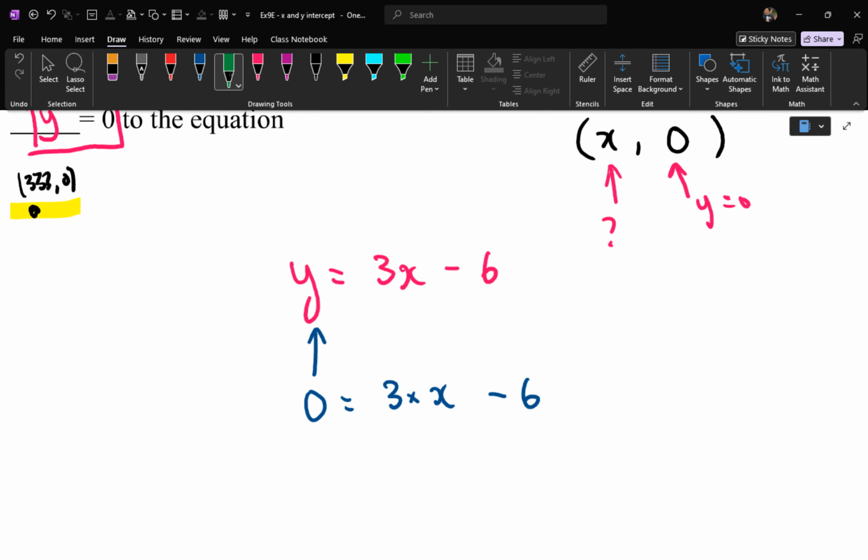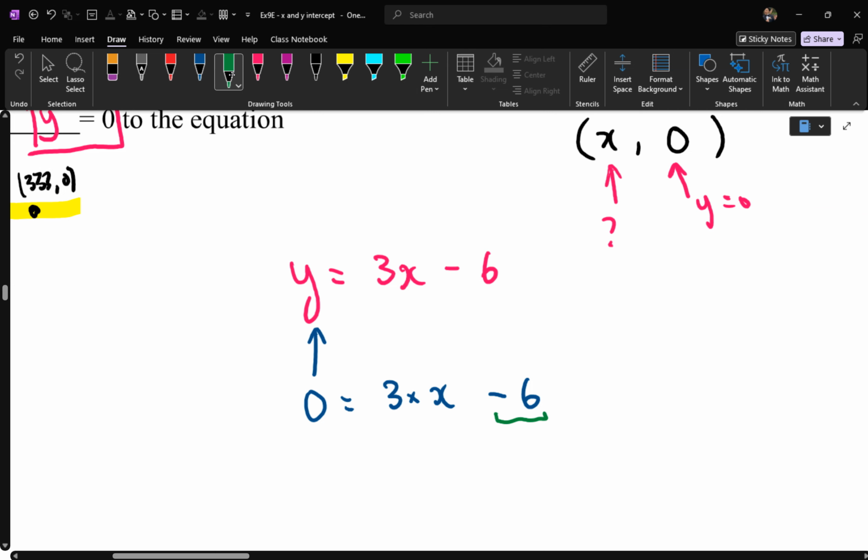So here you would say, well, the opposite of minus 6 is plus 6, if you forgot. Add 6 on both sides. And this is where you get 6 is equal to 3 times x. But I don't want 3 times x. I just want x. How do I get x again? Opposite of times 3. Divide by 3 on both sides. And 6 divided by 3 gives you 2.